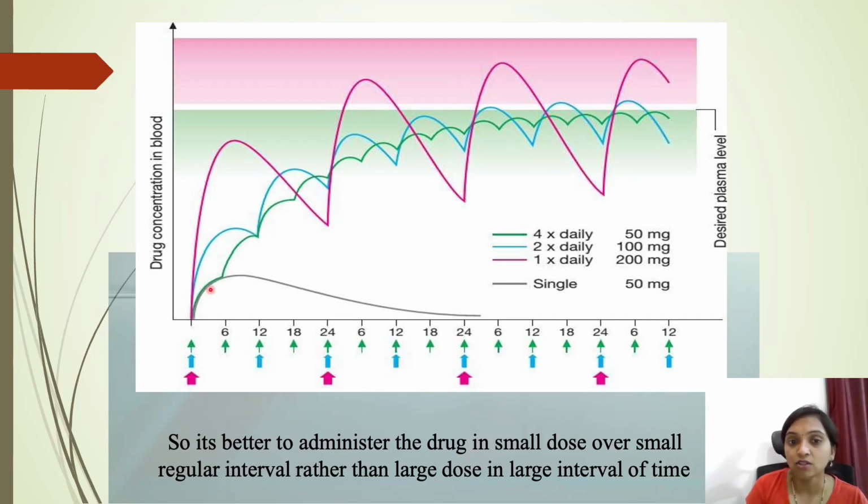But if you give smaller doses before its response decreases, in between, at every T half, the response keeps on increasing, and at one particular stage there will not be much difference in the concentration. Okay, so this is steady state plasma concentration.